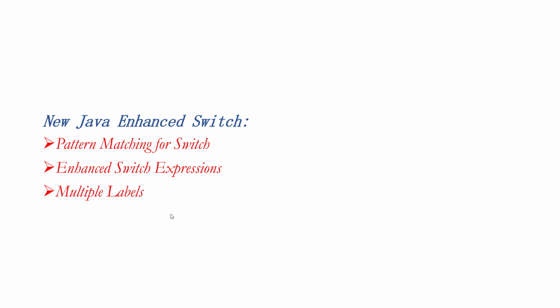There are multiple labels as well. Earlier we used only a single case label, but now we can club a number of labels, comma separated, so that we can share similar logic across multiple cases. Next, there is null handling added. Earlier we had to explicitly handle the null check in our code, but now there is a null case as well, through which it will handle the null scenario.